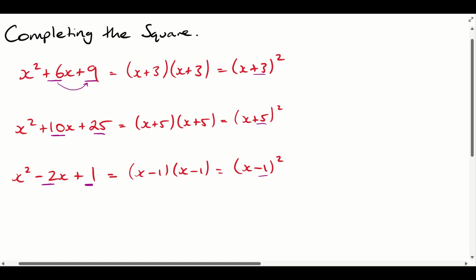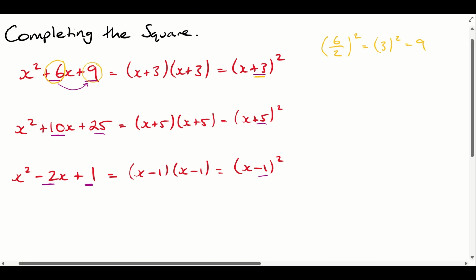So if I take my number 6 and I divide it by 2 and then I square it, I end up, well, 6 divided by 2 is just 3, and 3 squared is 9. So notice how if I take this 6, if I divide it by 2, I get 3, and that's the number that's popping up in here. And then if I square that number, I get 9.